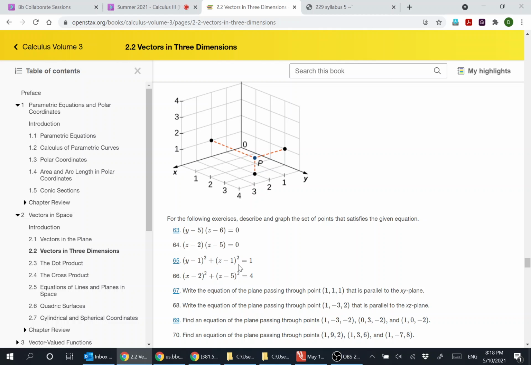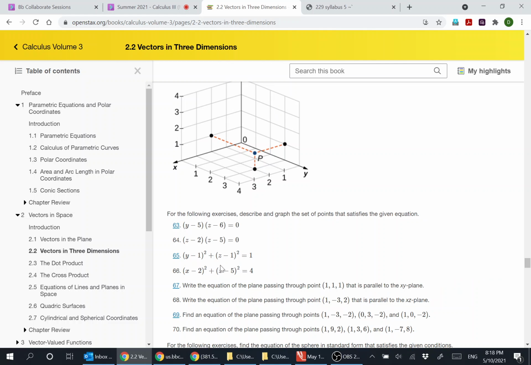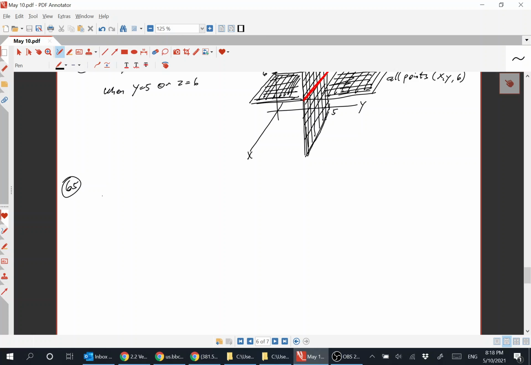So (y − 1)² + (z − 1)² = 1. Describe the surface given by this equation. (y − 1)² + (z − 1)² = 1. Now, if we were just looking at the yz plane, what would that represent?